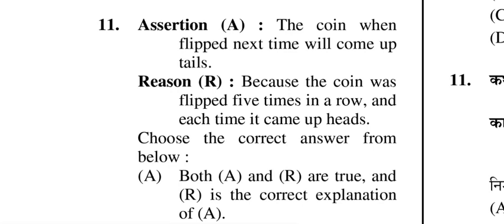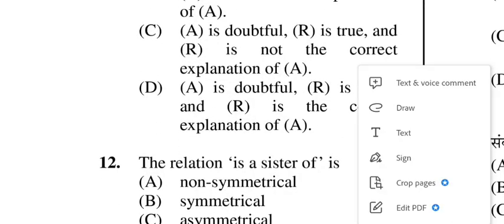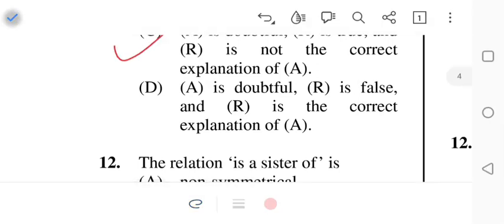So the correct answer of 11 will be C. That means A is doubtful, but R is true, and R is not the correct explanation of A. So the correct answer of 11 is C. I have marked it as C.